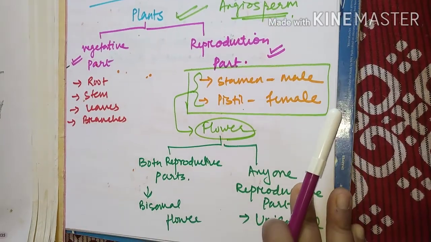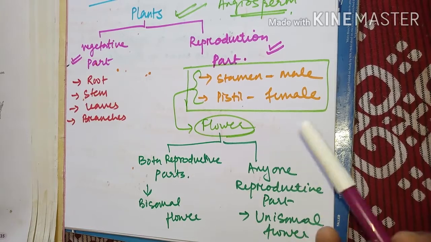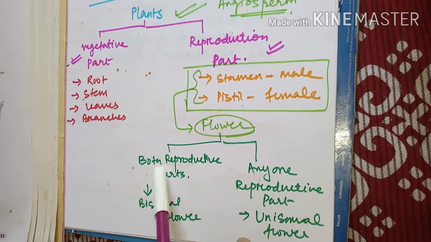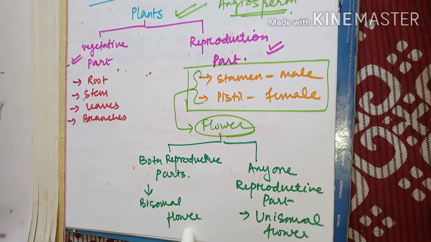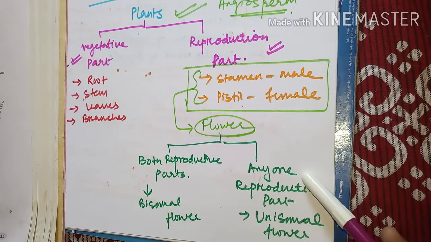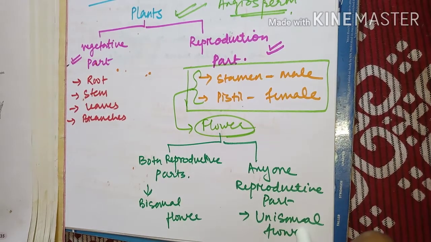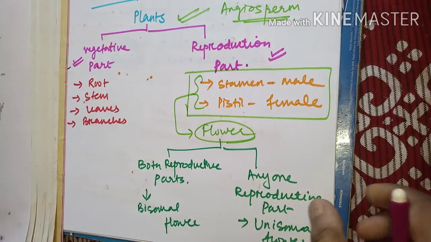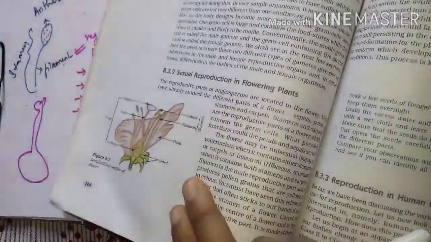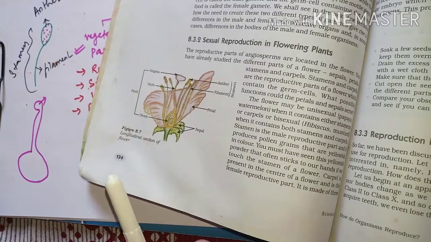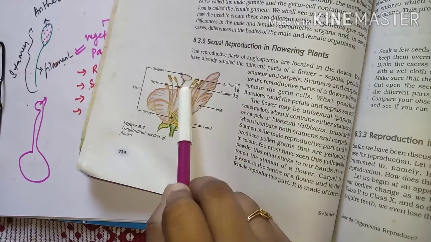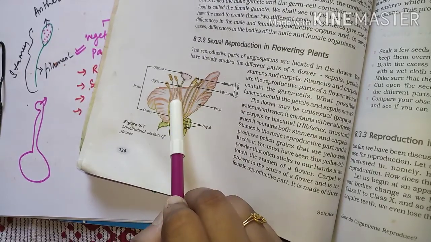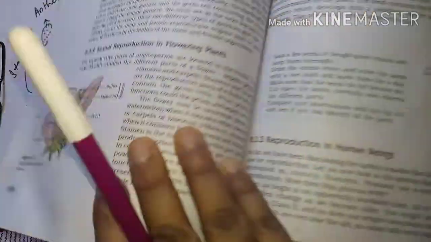On the basis of the presence of reproductive parts, flowers are divided into two types. If both the reproductive parts are present in the same flower, they are said to be bisexual flowers, and if a single reproductive part, either male or female, is present, then it is said to be a unisexual flower. So now let us discuss different parts of the flower from your book. This is the diagram of a longitudinal section of a flower. Here it is given the example of a bisexual flower. As you can see, the stamen is present as well as the pistil. So both the reproductive parts are present in the same flower.